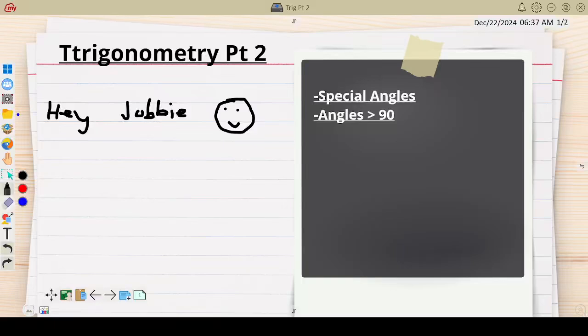Hey Jobbies, so this is the second lesson in trigonometry. I will start from where we ended last time.